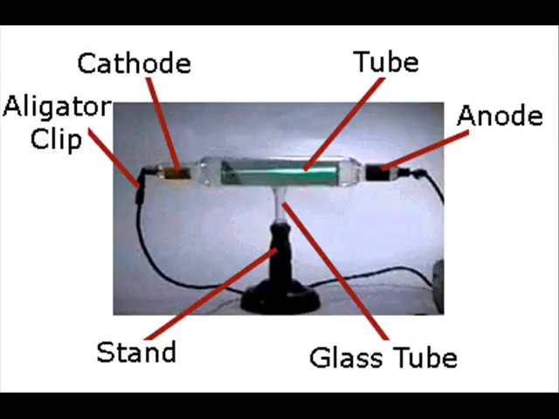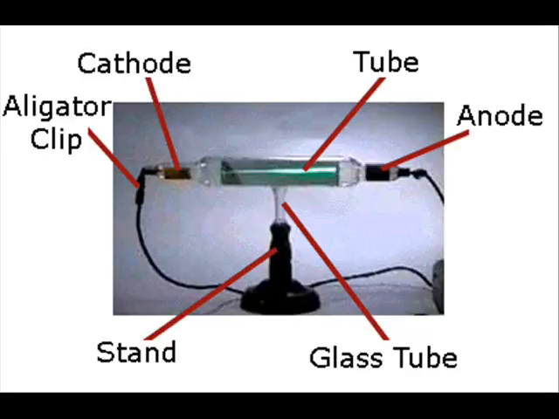The first electrons were discovered by an Englishman named J.J. Thomson. J.J. Thomson had two metal plates he called electrodes, which were placed at each end of a tube. He called one electrode an anode and the other a cathode. The anode had a positive charge and the cathode had a negative charge.